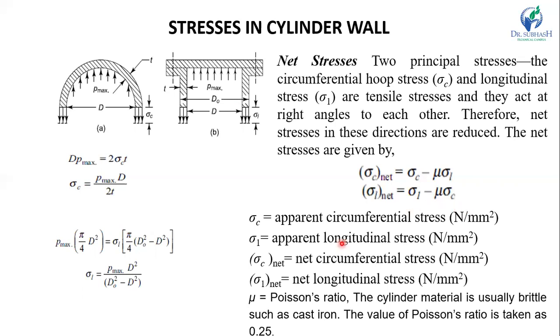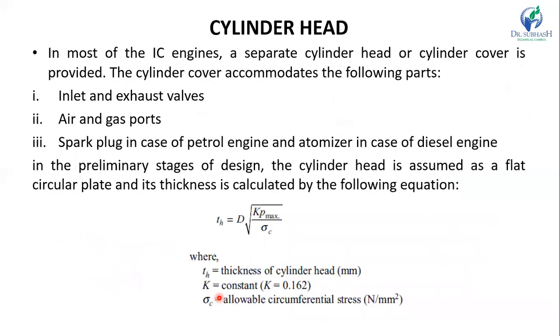Where sigma C is the apparent circumferential stress, sigma L is the apparent longitudinal stress, sigma C net is the net circumferential stress, sigma L net is the net longitudinal stress, and mu is the Poisson's ratio. The cylinder material is usually brittle, such as cast iron, so the value of the Poisson's ratio is taken as 0.25. Okay, so those are the two types of stresses in the cylinder wall.